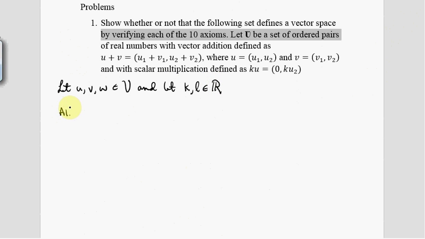So first we take M1. Let u and v be within this big space. Then u plus v, which is u sub 1 plus v sub 1, comma, u sub 2 plus v sub 2, is also within the space, because that's based on its definition, straightforward.